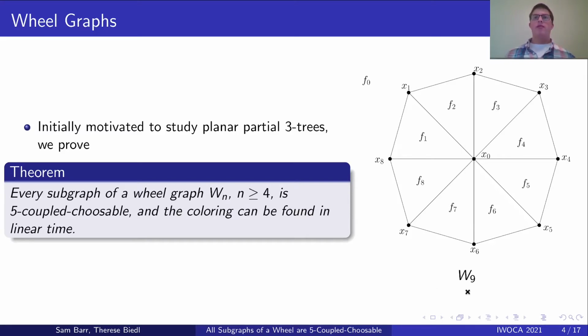Here on the right we have the example of the wheel graph W9. A wheel graph is constructed by taking a cycle of vertices and connecting all vertices in that cycle to an additional vertex. Throughout this talk we will use a specific labeling for the vertices and faces of a wheel graph. For the center vertex, we will call that x0, and we will call the outer face f0. The cycle we label as x1, x2, x3, and so on, and the inner faces here we will label as f1, f2, and so on.